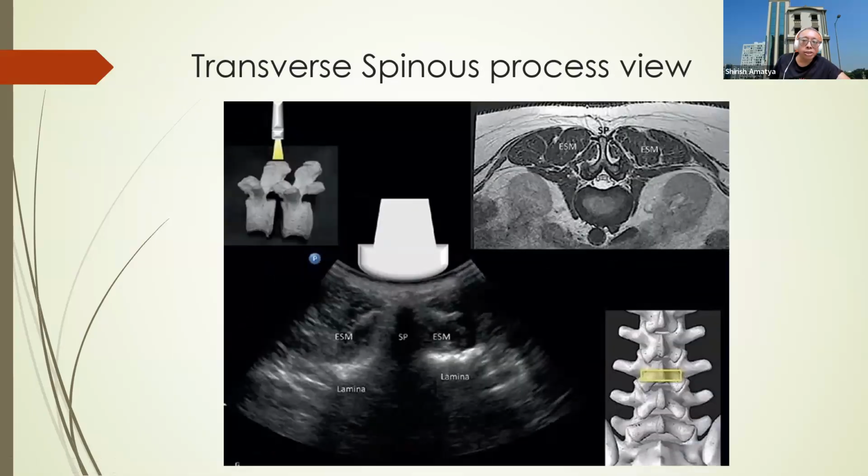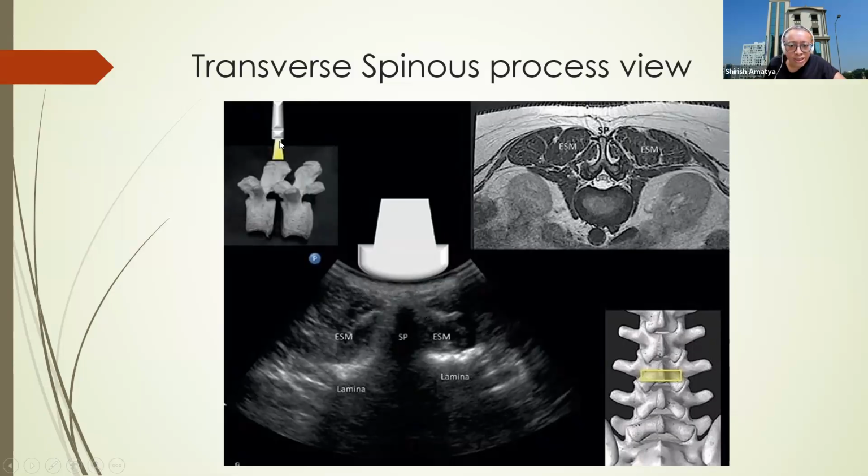So the other view is the transverse spinous process view. Here, if you see, now the probe is placed in the transverse manner over the spinous process of the lumbar spine. So when we put the probe in the transverse manner over the spinous process, you can see the spinous process. On both sides of the spinous process, you can see erector spinae group of muscle. You can also see the lamina as well as the transverse process. So this is the transverse spinous process view.